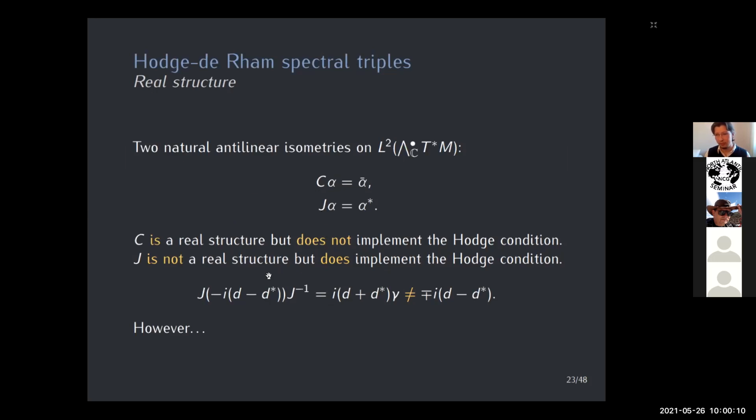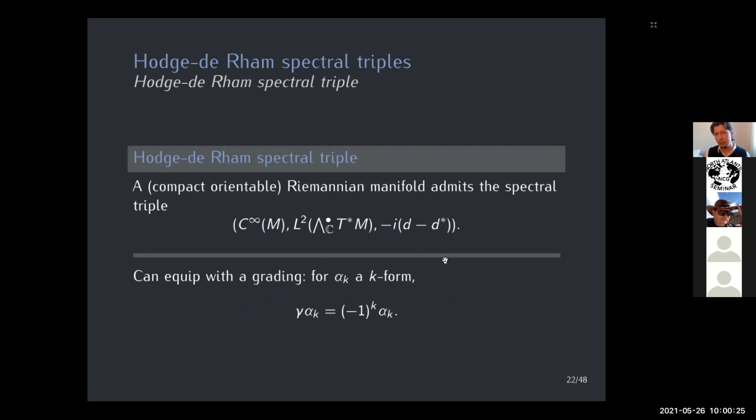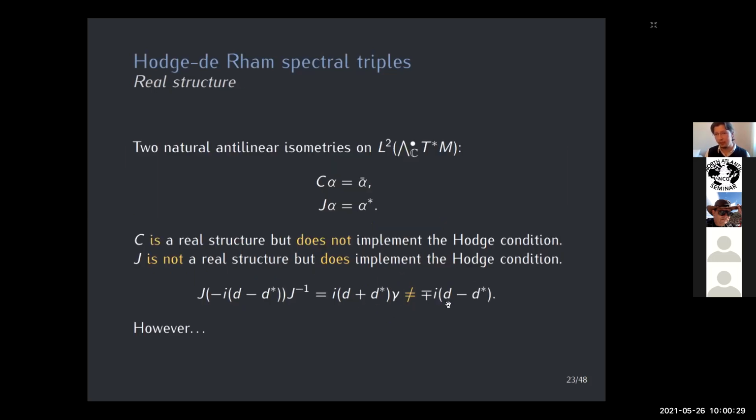Why is it not a real structure, compared to the definition I gave earlier? The main reason is that it doesn't commute with the Dirac operator, which you compute very, very straightforwardly. In fact, on the Hodge-Dirac spectral triple, there are two kind of natural definitions that you can choose for the Dirac operator, and this takes you from one to the other, which is in itself kind of interesting, but not what we want.